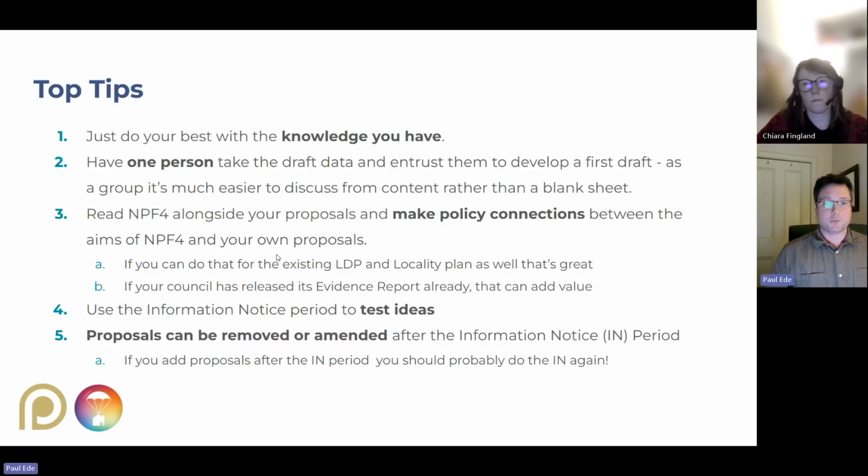Top tips: do the best with the knowledge that you have. Have one person draw up the draft once you've got the data to start the process going, but not have the final word. When you get to justifying your statements, I literally sit with the proposals next to NPF 4 as a document, and I just scroll through NPF 4 and I go, okay, that policy might speak to it, or that policy may say something that contradicts it. What do I want to say about that? And how do I want to write that up?